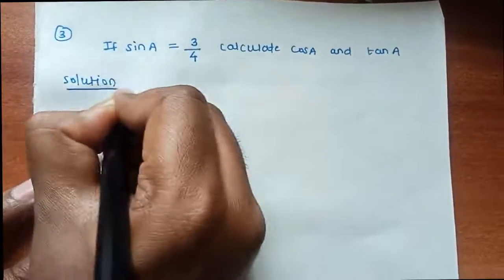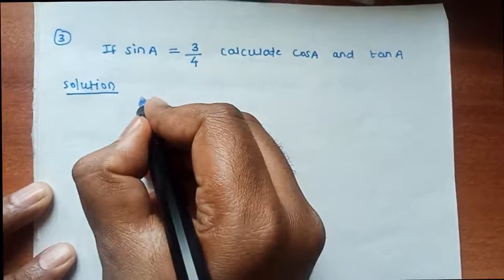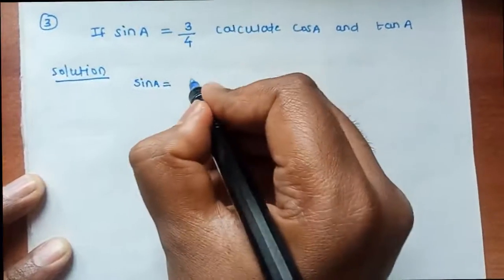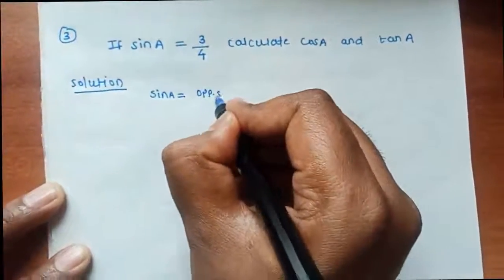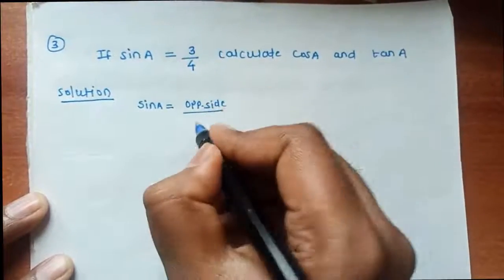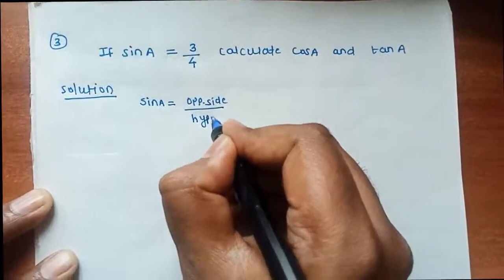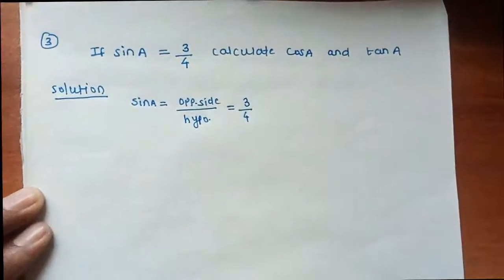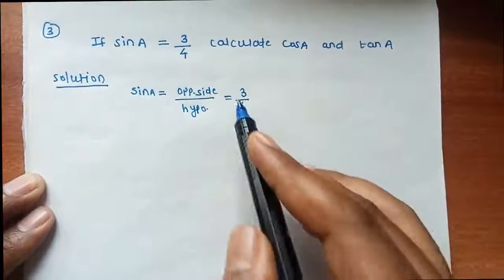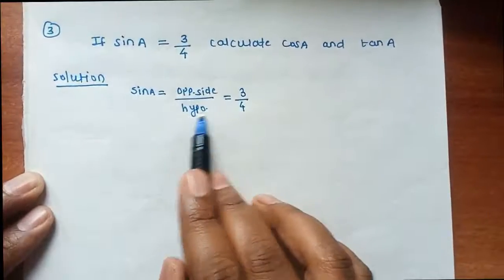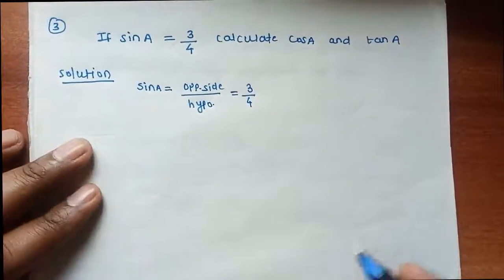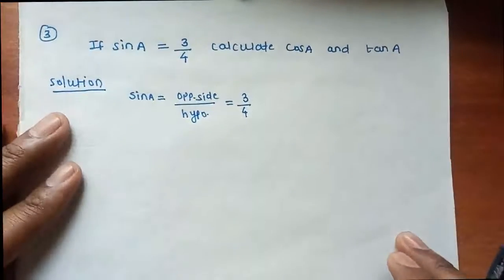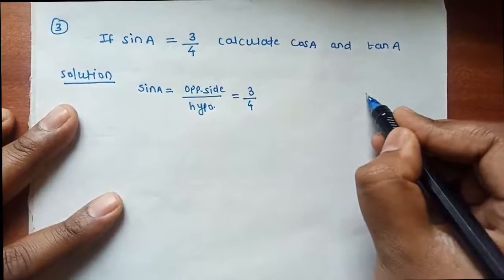Solution. For sin, we can write the formula. Basically it will be opposite side upon hypotenuse, that is, they have given 3 by 4. So the opposite side they have given 3 in proportion, and hypotenuse is 4 in proportion. Since all the trigonometric ratios we can solve from a right angle triangle, basically draw one right angle triangle.